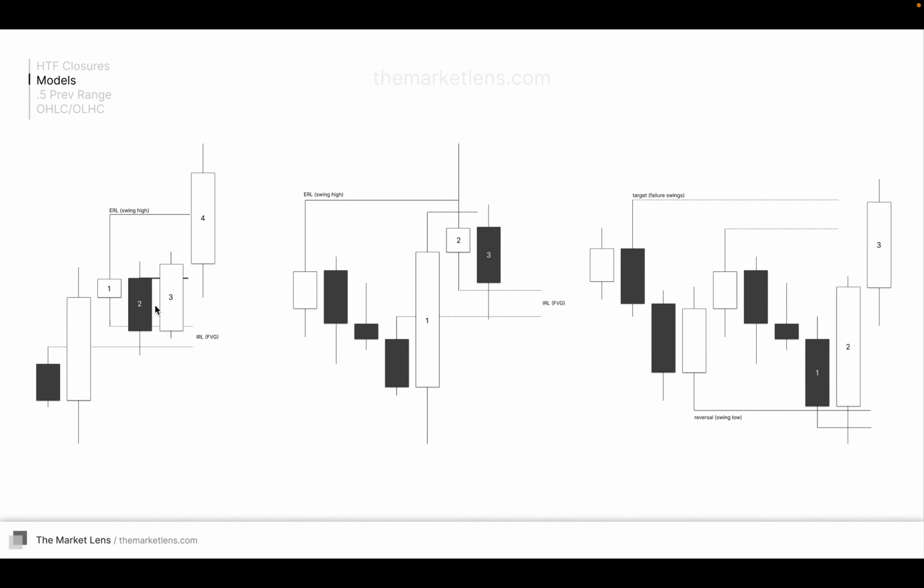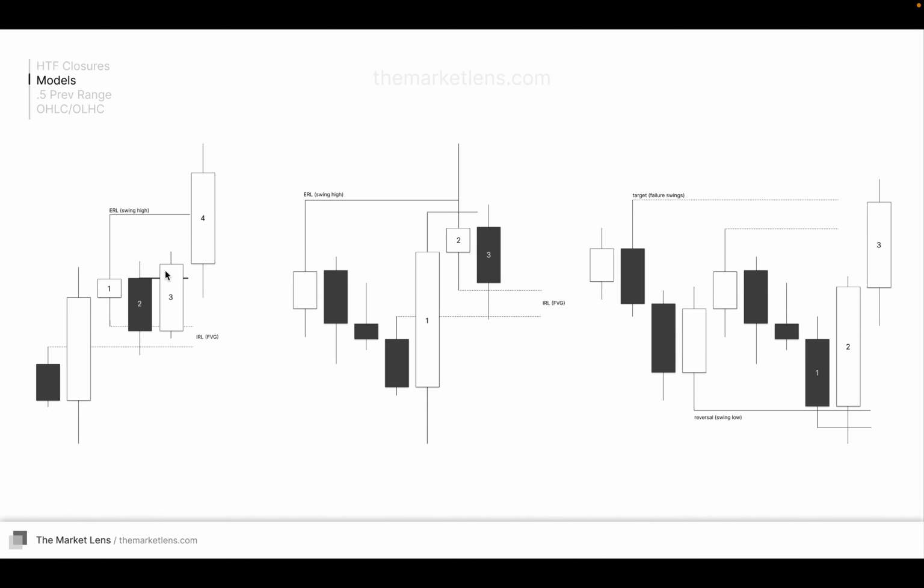Now we're looking for closures away from the reversal points into expansion into the targets, right? So here you get a candle 2 closure from this external range high, and you can expect expansion in candle 3 to this fair value gap, right?